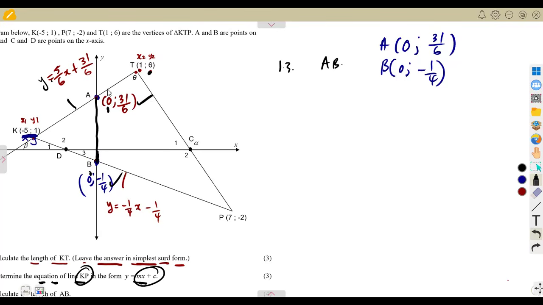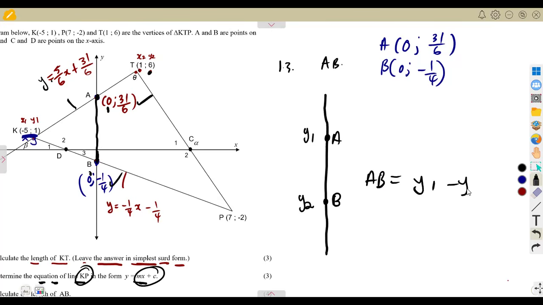The bigger y value on top, minus the one below, since y increases going up. So if this is y1 and this is y2, the distance between A and B can be given as y1 minus y2. The y value at point A minus the y value at point B, as long as this is a vertical line lying on the same line. That is what you're going to consider.